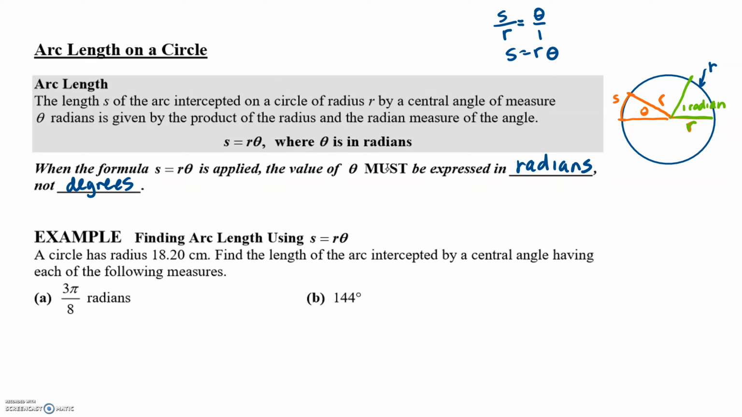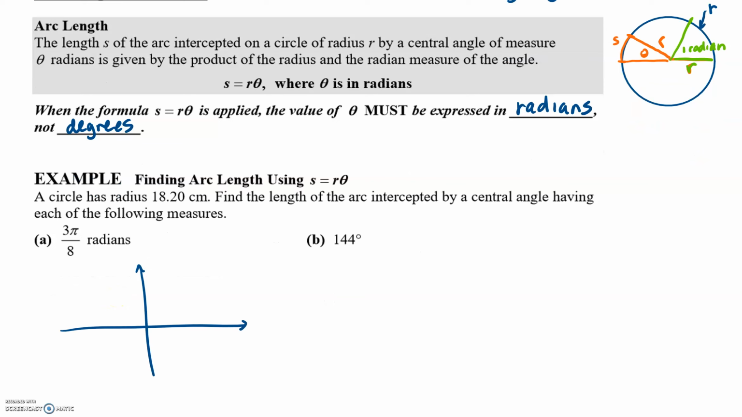So let's look at an example of this. Find the arc length using S equals R theta. A circle has radius 18.20 centimeters. Find the length of the arc intercepted by a central angle having each of the following measures. The first one is 3 pi over 8 radians. This is already in radians, so that is good. Just to draw this, I'm going to divide this into eighths. Here's 1 pi, so 3/8 pi. 1, 2, 3, 4, 5, 6, 7, 8. So this would be pi over 8, 2 pi over 8, which is pi over 4. That makes sense. 3 pi over 8.